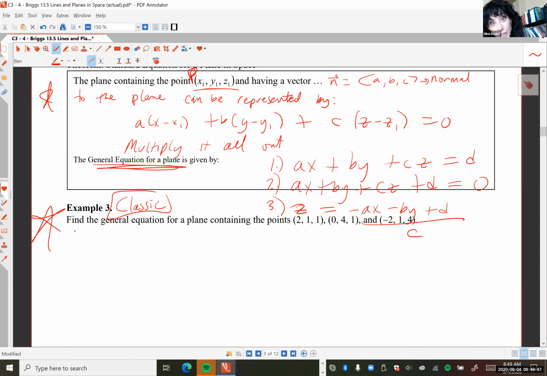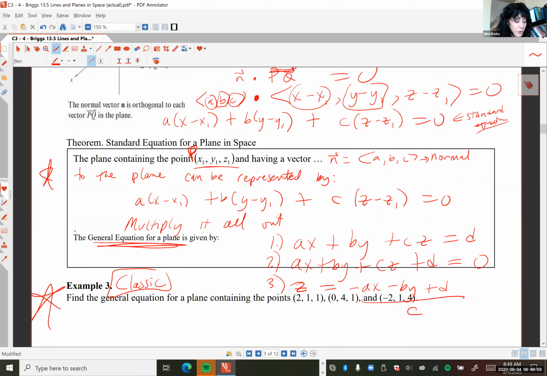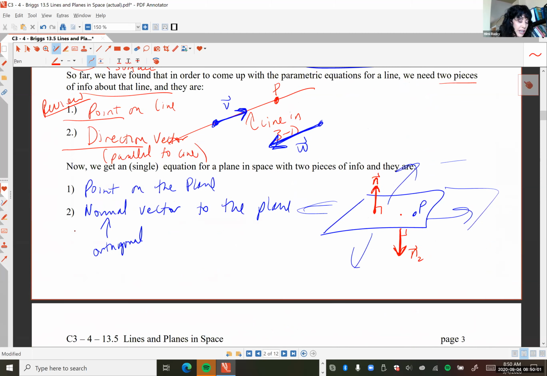There are some other things that you need to know how to do, but this is one of the most simplistic, classic kinds of problems. You should know how to do it. And it's kind of hard. You're not going to like it. Sorry. So let's review. What are the two pieces of info that you need in order to get an equation of a plane? You need a point, and you need a vector that's normal. If you have those two pieces of info, woohoo! You're ready to do the equation for a plane.